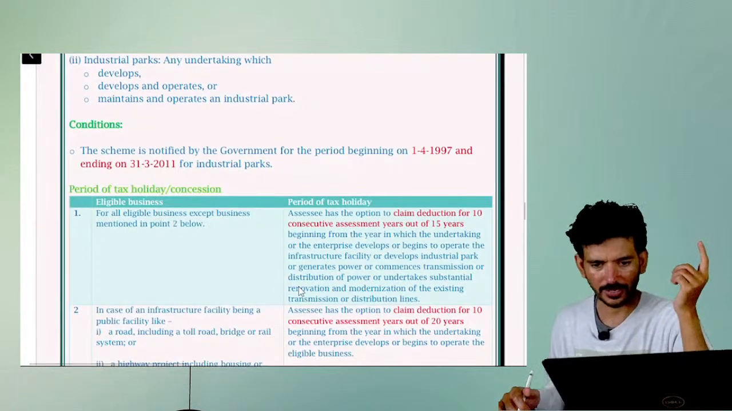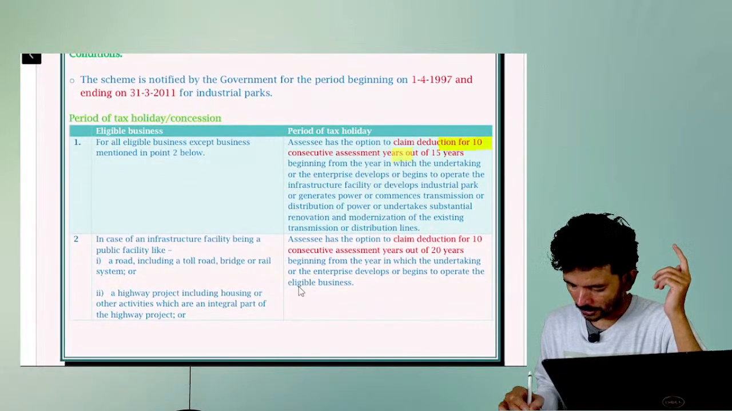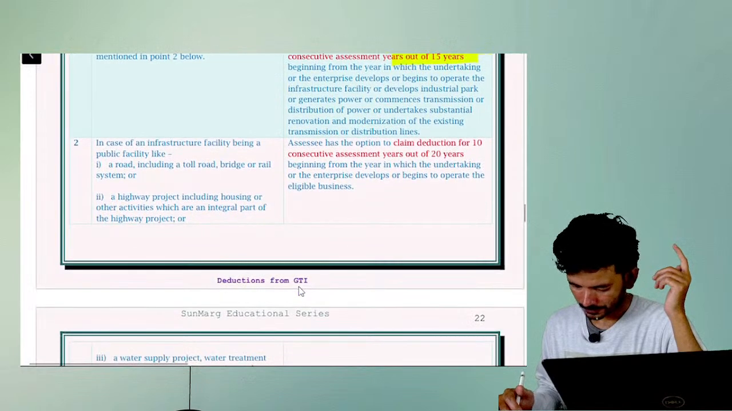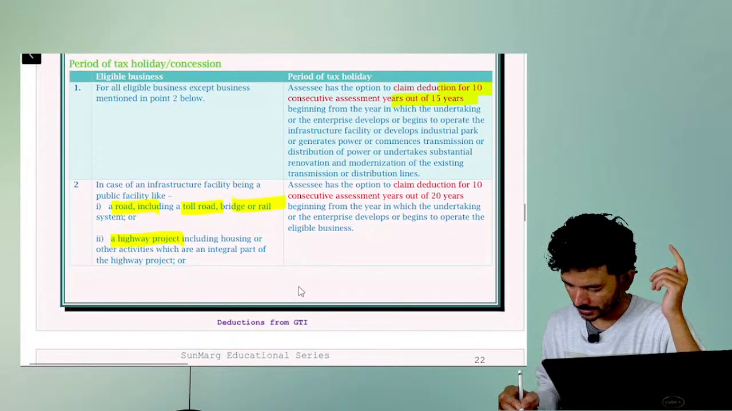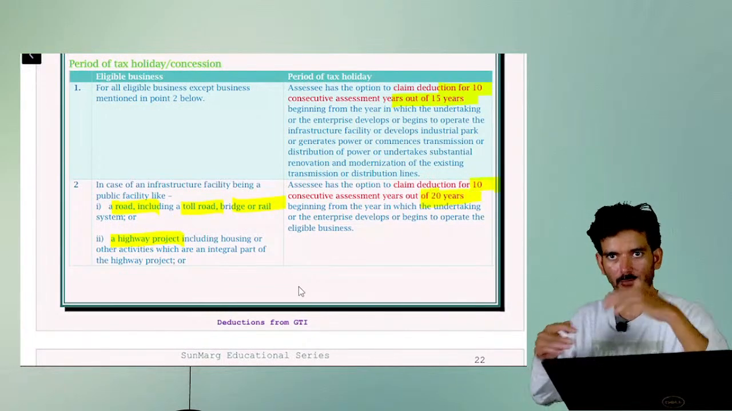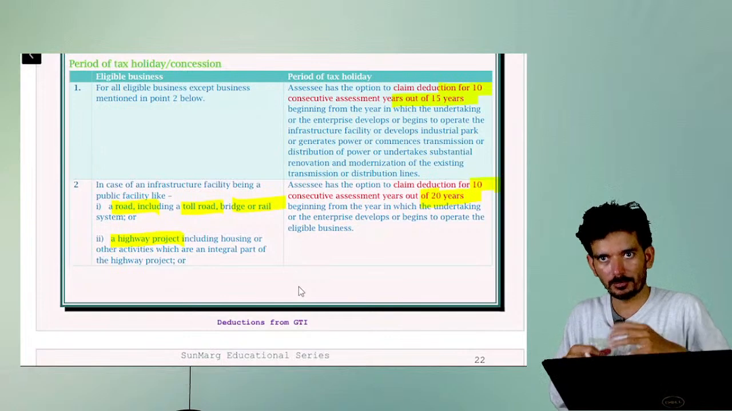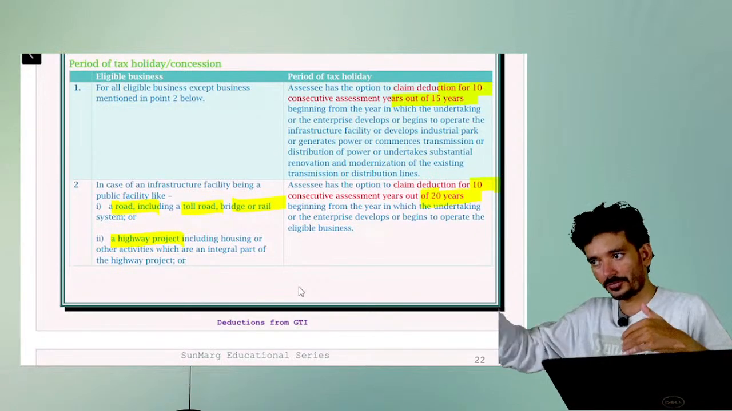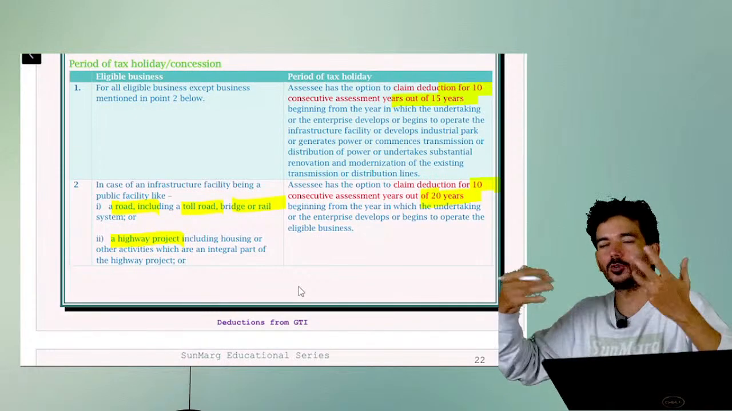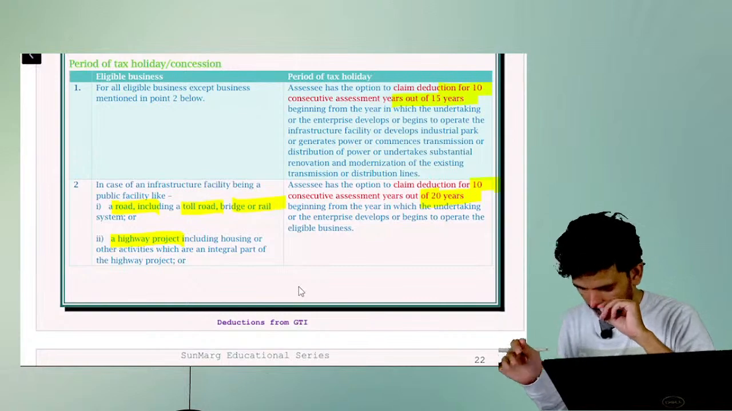If anybody at the final level wants to understand this, I'm just going at a higher level. They will claim it for 10 out of 15 years. If it is a road, toll, bridge or highway project, it is 10 out of 20 years, which means for the next 20 years they will select when they want to take this benefit. It is not that once you start, it has to be continuous. Whenever you are getting more profit, you select that.